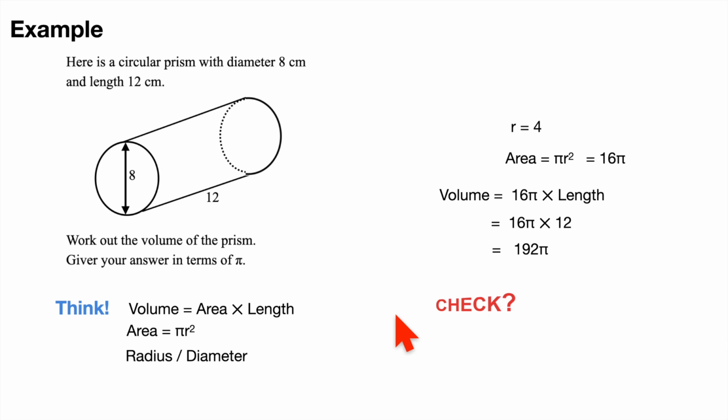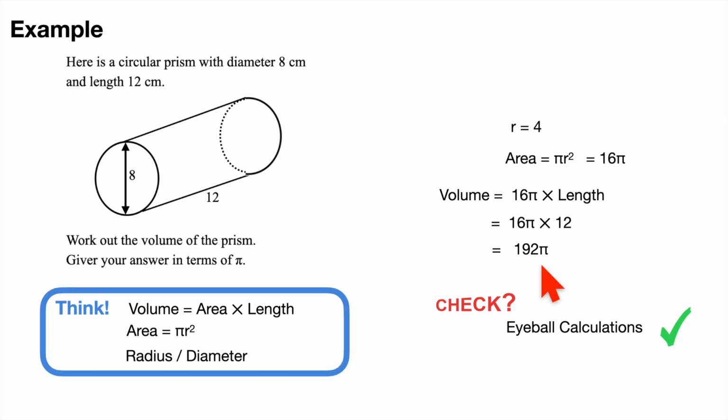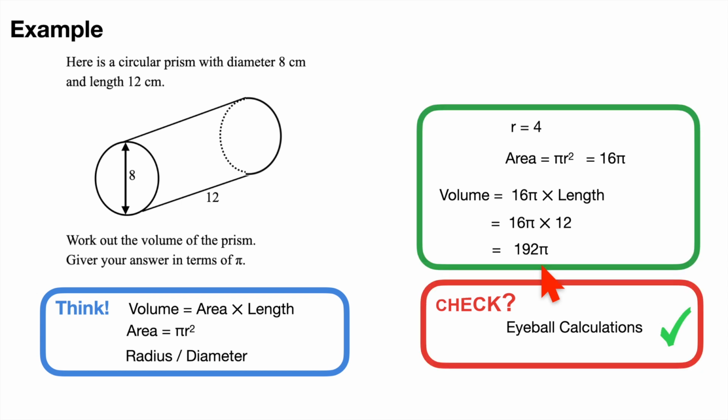Now, obviously, the question's never finished without a check. Bit of a tricky one. This is only one way to do it, really. So let's eyeball the calculations. R is 4, check the diameter, area, pi r squared. Yes, that's okay. Very happy with that. So what did we do? We had a think. We took a moment. We took a breath. Volume is area times length. We then did the calculation. Then we eyeballed it and checked it.